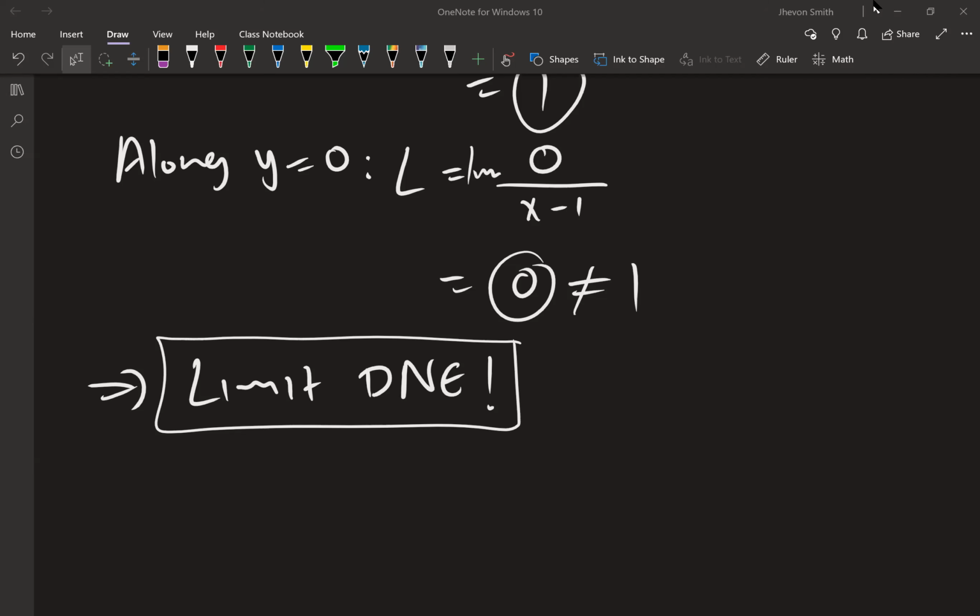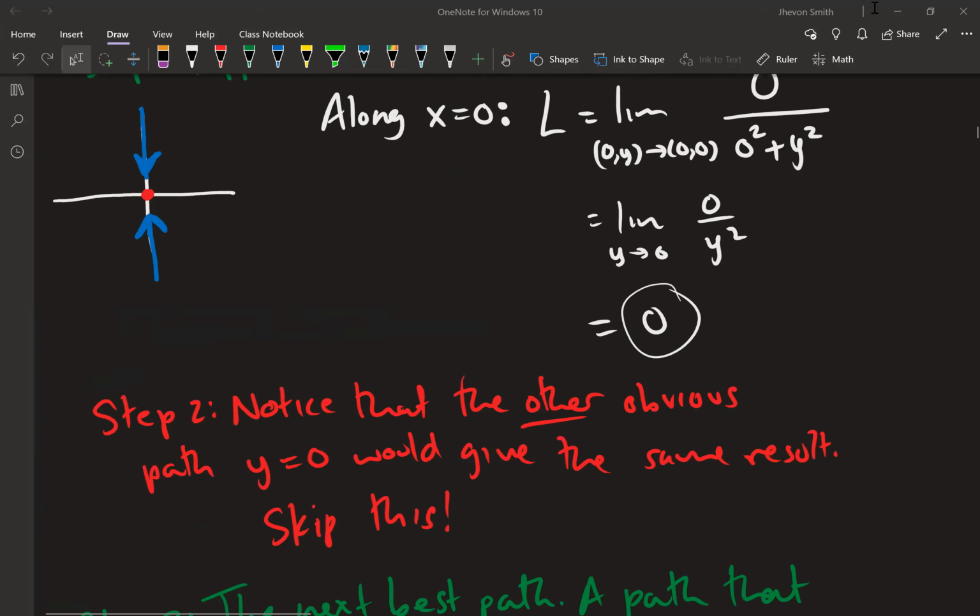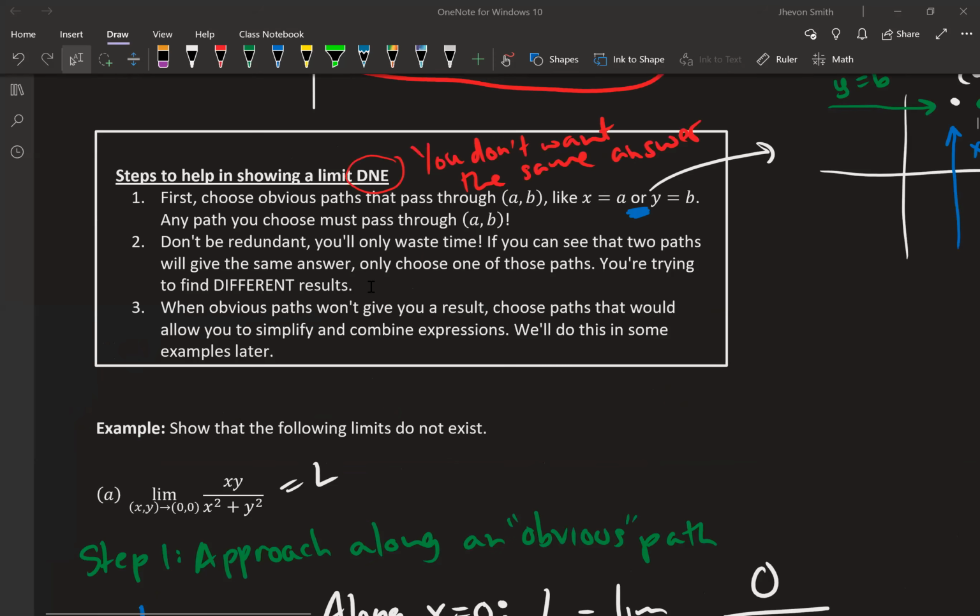Yes, you want to get different paths. So that's to say, you want different results. We're in a situation now where we actually want to not get the same answer. We want to show that a limit does not exist. That's the thing that I'm teaching you right now.